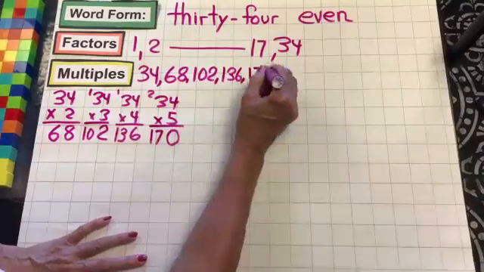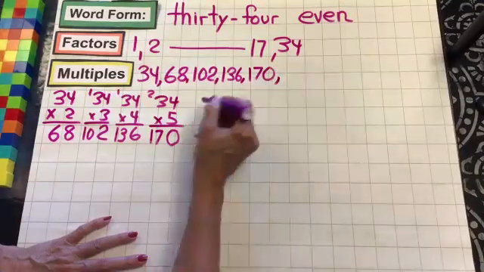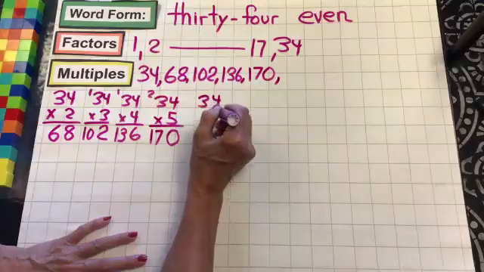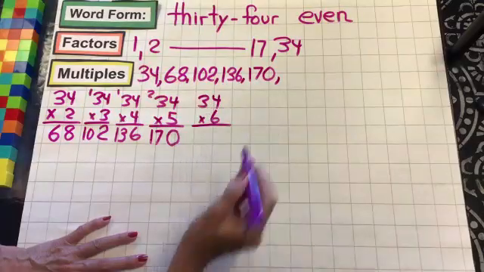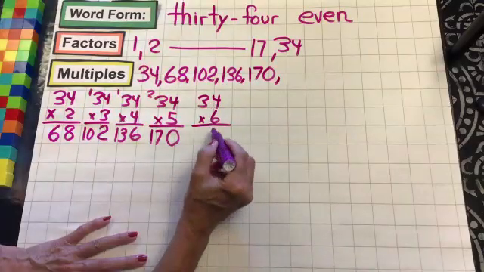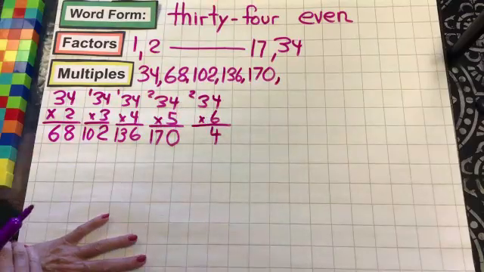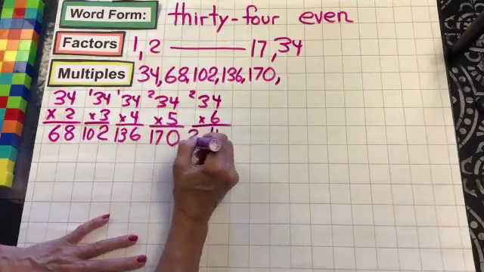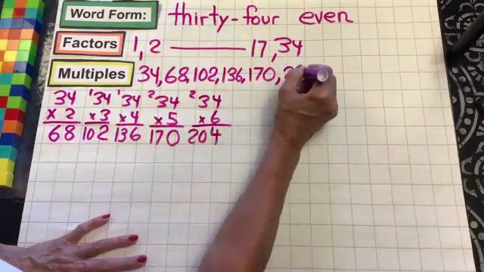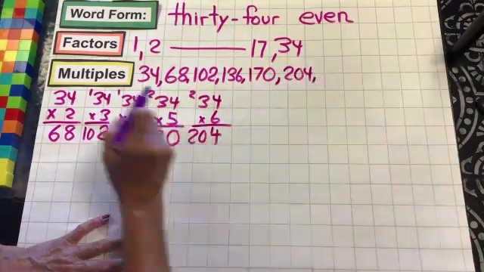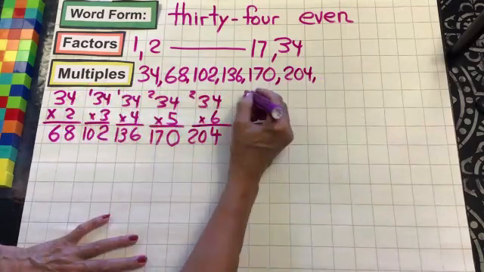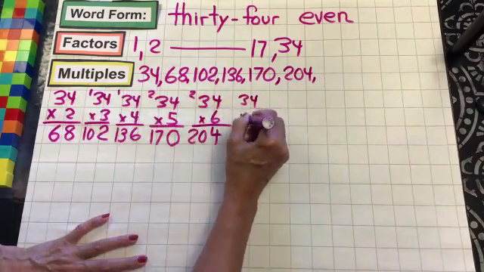We have 170. Let's do 6 34s. 6 times 4 is 24. We drop the 4 and carry the 2. 6 times 3 is 18, plus 2 is 20. We have 204. So multiples are counting by that number. We're doing the math underneath here.